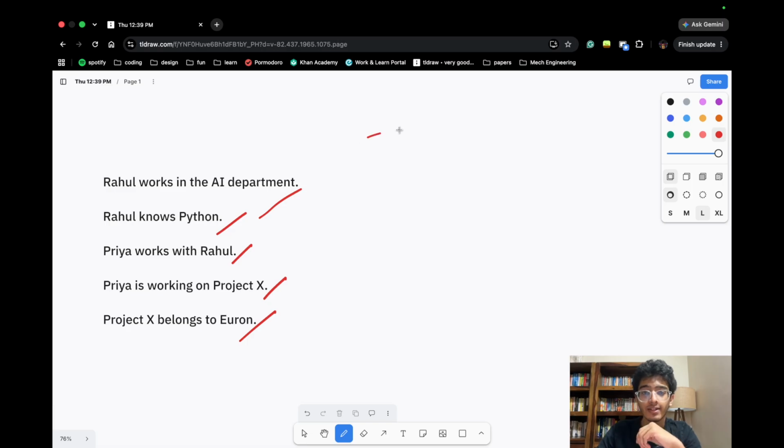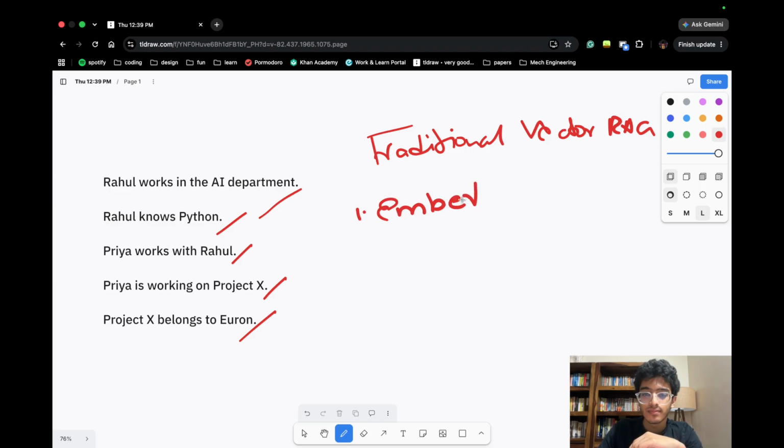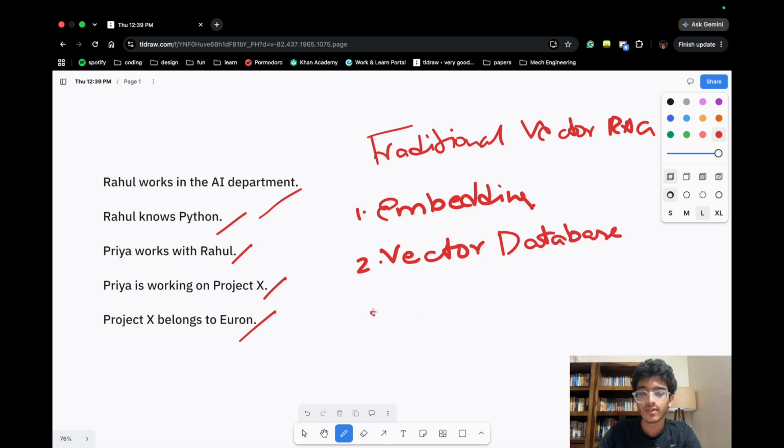Traditional vector RAG has 3 building blocks. The first one is embedding. The second one is the vector database. And the third one is similarity search. Right. Let's talk about each of these.